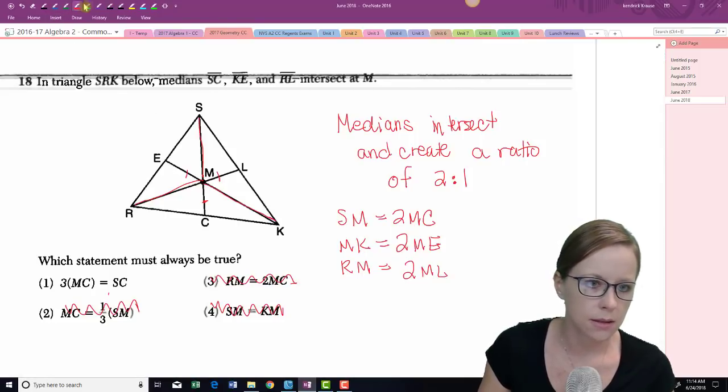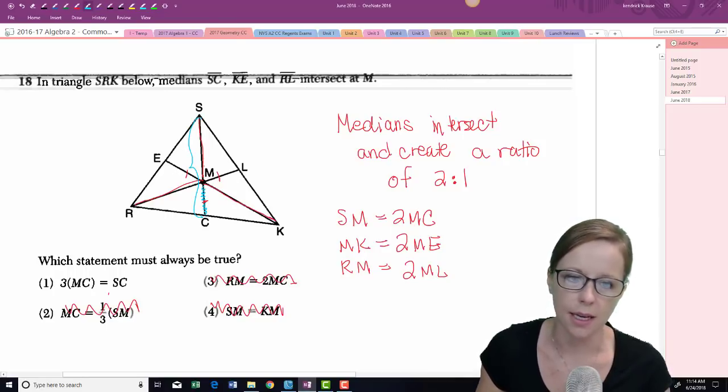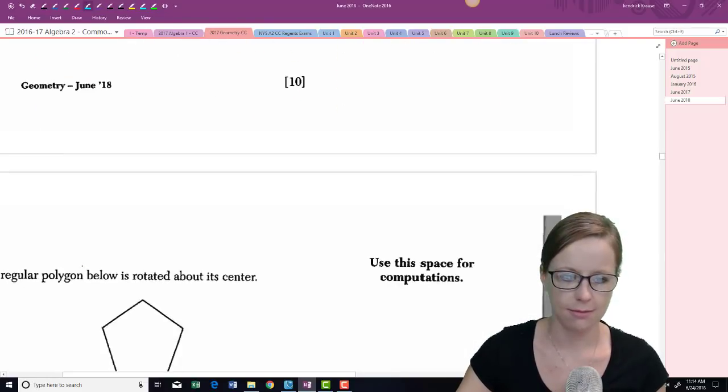So what's this about? 3 MCs. So 3 of these equal everything from S to C. Oh, yeah, because there's 2 of them here. So 1, 2, 3 MCs equal the whole length of SC. So it has to be choice 1. That was tricky. Dirty, dirty trick. Okay.